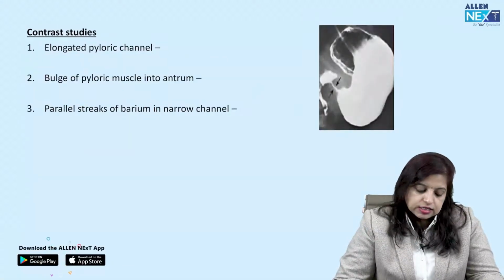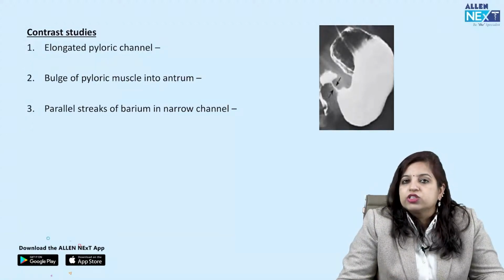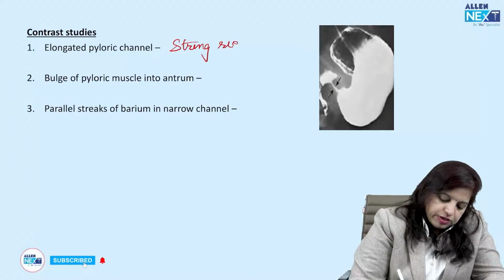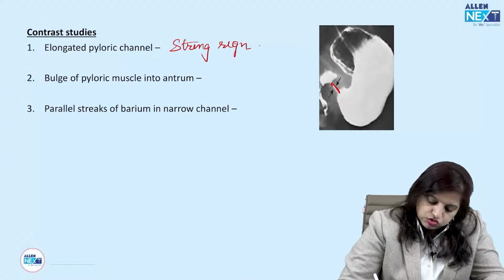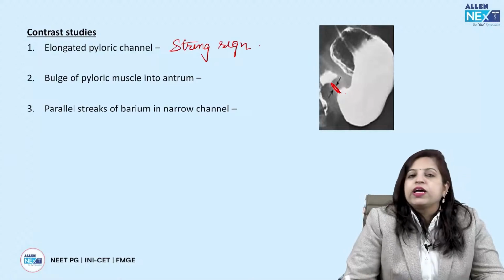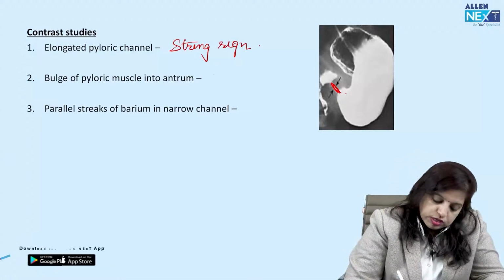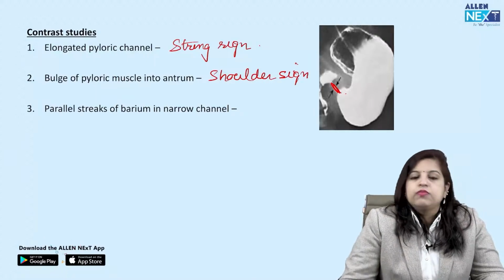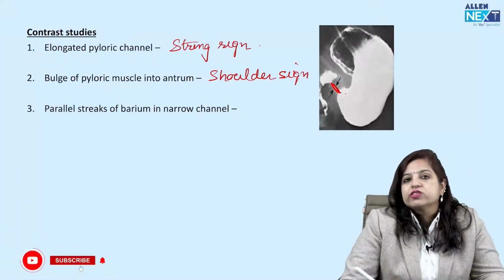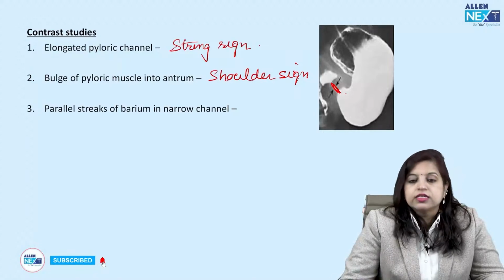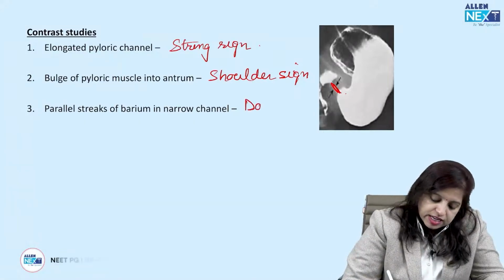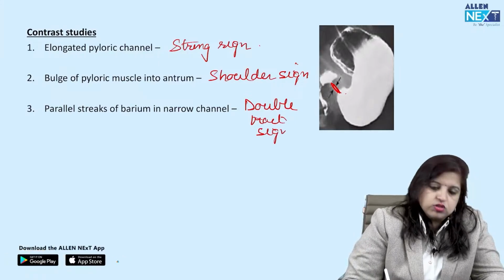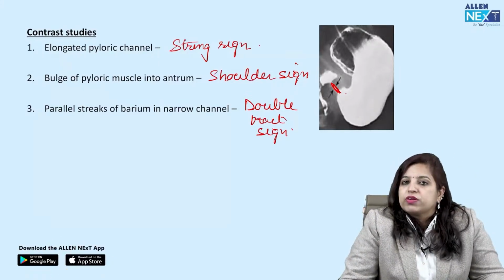Now, contrast studies, if you do, elongated pyloric channel, which is known as a string sign, right? So, that is again confirmatory of this. So, you can see this is a string sign over here. Bulge of pyloric muscle into the antrum, this is known as the shoulder sign. This is again diagnostic of pyloric stenosis. Or the parallel streaks of barium in narrow channel, this is referred to as double tract sign, right? This also helps us in making a diagnosis of hypertrophic pyloric stenosis.